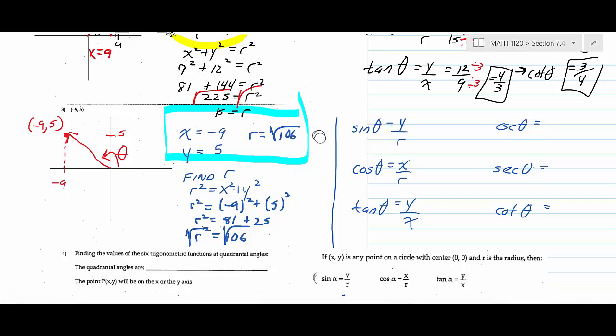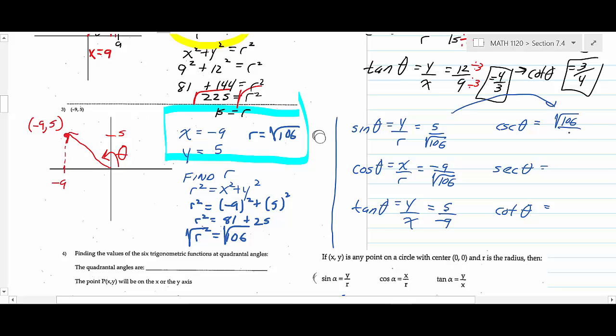So then what you would do is the sine would end up being 5 over square root of 106. I'm going to just write it that way before I rationalize, and I'll show you what I do. The cosine is x over r, so that's negative 9 over square root of 106. The tangent's y over x, so that's 5 over negative 9. Now what we're going to do is just do the reciprocals. Before you rationalize it, I would just turn that upside down. So then you would get the cosecant, and that's what you should get for the cosecant.